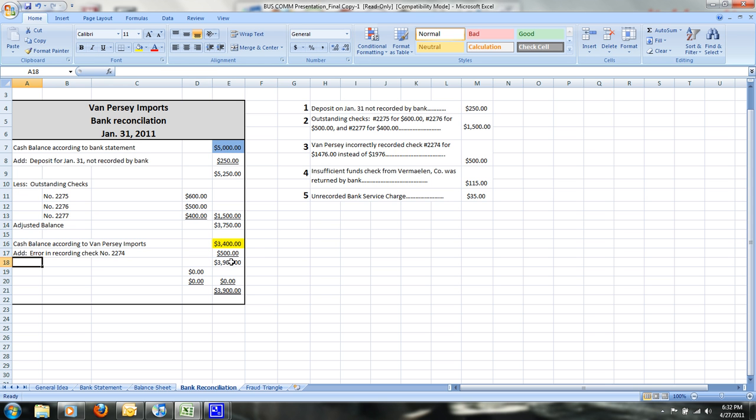Okay, now we're going to look at adjustment 4, an insufficient funds check from Vermeulen Company, which was returned by the bank, $115. Whoever paid us paid us money they didn't have in their account. So we need to subtract that because the bank never received that cash, which means our book value was too high.